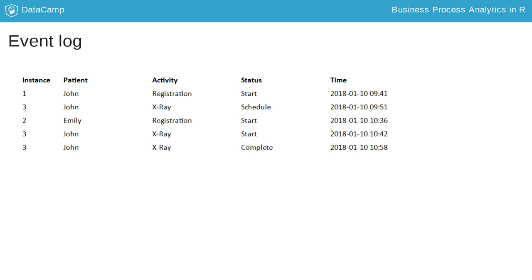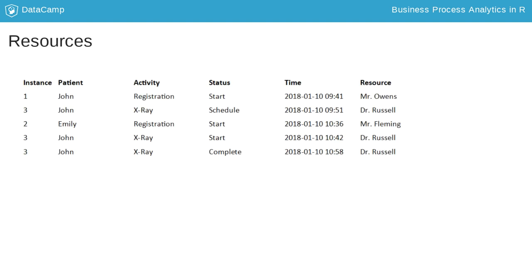Another component of process data are the resources. As you can recall, resources are the actors in the process, they perform the activities. In this course, we always assume that the complete activity instance, that is all the related events, are executed by one and only one resource. In our example, there are 3 resources: Mr. Owens and Mr. Fleming, who performed the registration of John and Emily, respectively, and Dr. Russell, who performed the X-ray.